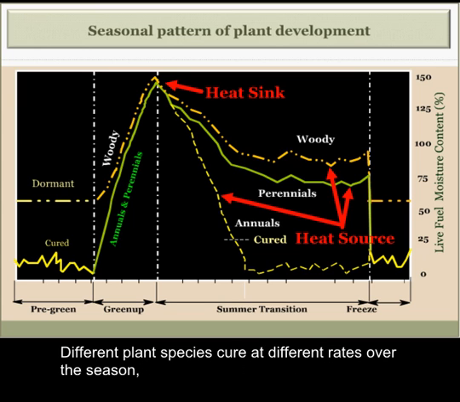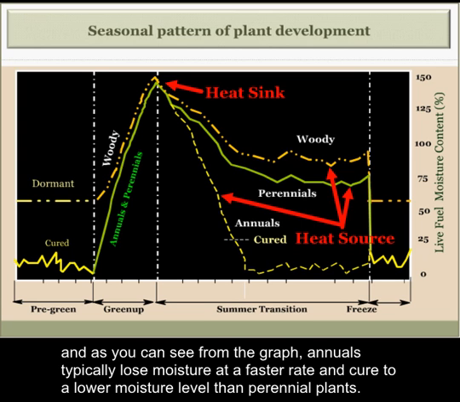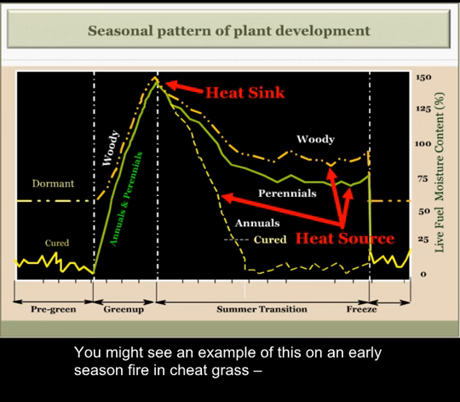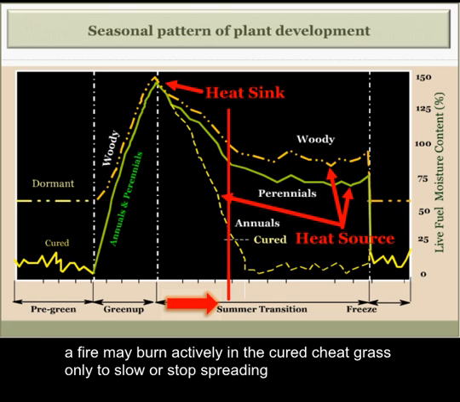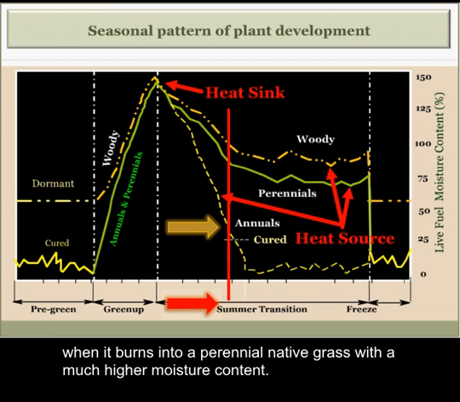Different plant species cure at different rates over the season, and, as you can see from the graph, annuals typically lose moisture at a faster rate and cure to a lower moisture level than perennial plants. You may see an example of this on an early season fire in cheatgrass, an invasive annual grass common in the West. In the early summer transition period, a fire may burn actively in the cured cheatgrass only to slow or stop spreading when it burns into a perennial native grass with a much higher moisture content.